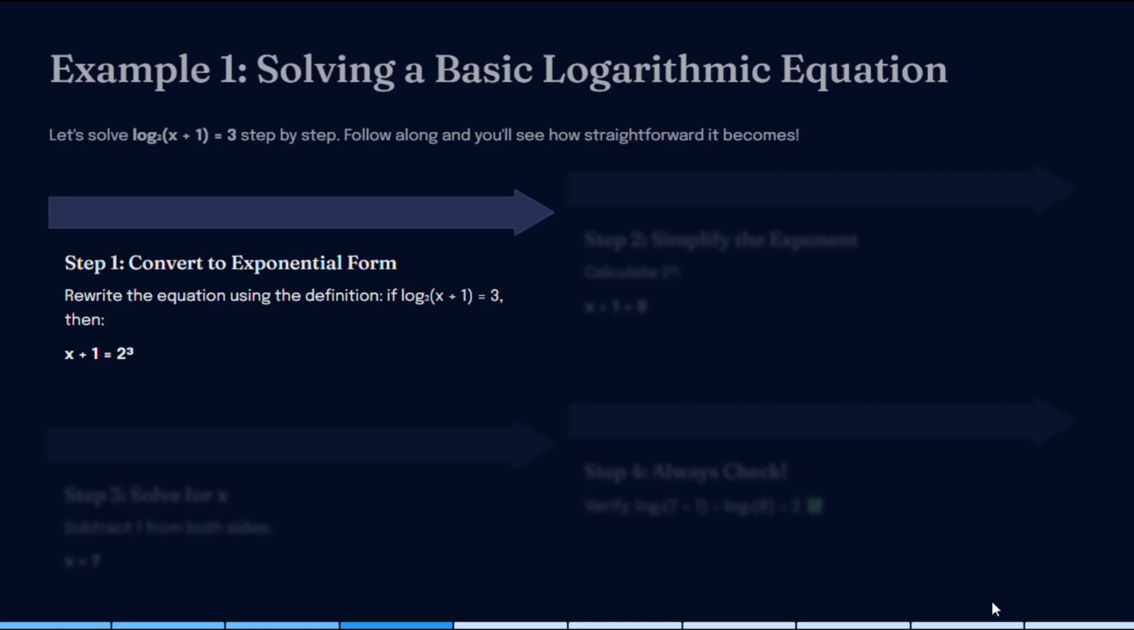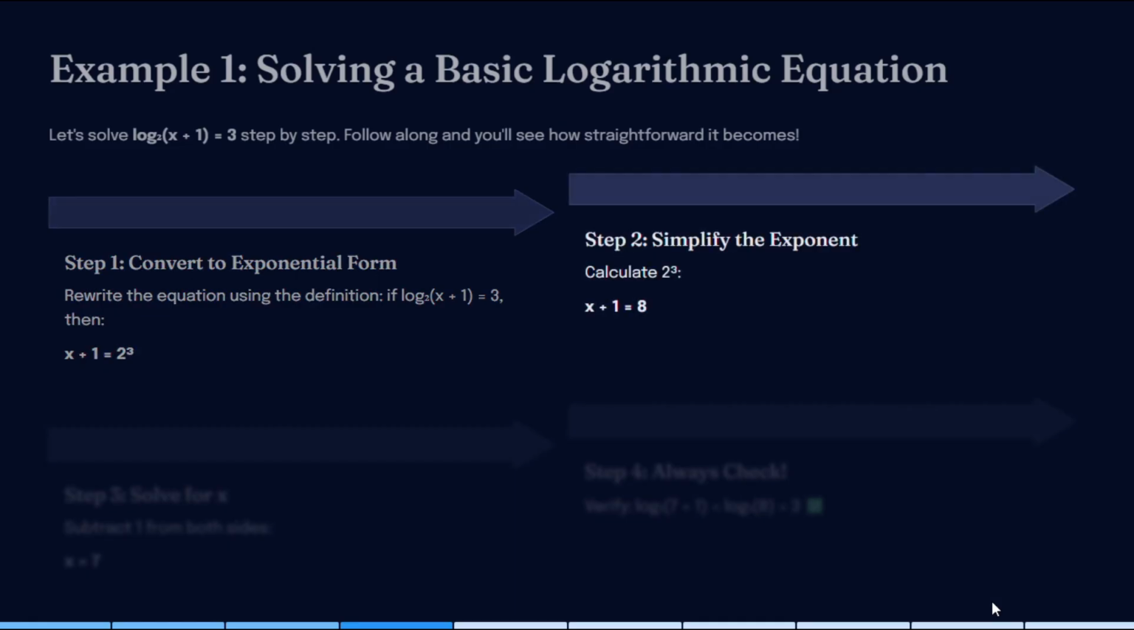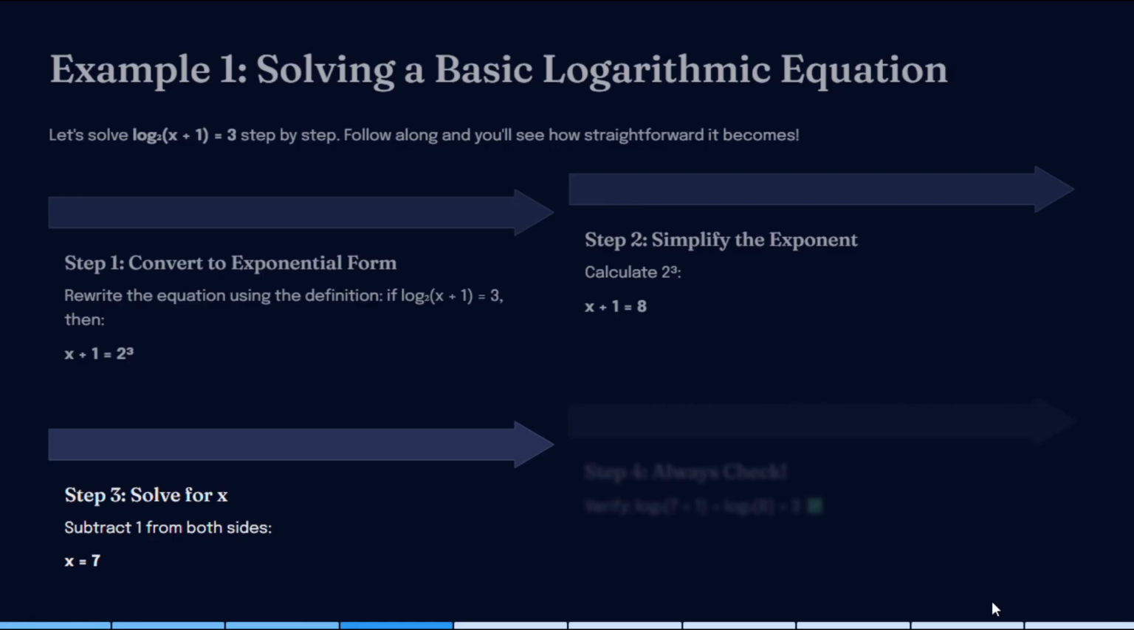So first, we want to convert our equation to exponential form. And the equivalent of log of x plus 1 base 2 equals 3 in exponential form is x plus 1 equals 2 to the power 3. Then we can simplify the exponent. 2 cubed or 2 to the power 3 equals 8. Therefore, the equation becomes x plus 1 equals 8. Now, in order to solve for x, we must subtract 1 from both sides. And 8 minus 1 equals 7, and therefore x equals 7.